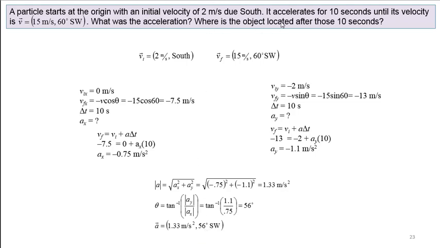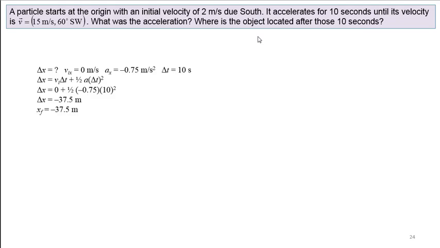Let's look at the second part of the question. Where is the object located? So that's going to be having to do with delta x and delta y. Okay. Let's just consider just the x direction at once. So I want to know delta x because that's going to tell me my final position. I know v initial x. I know my x acceleration. I just found that. And I know delta t.